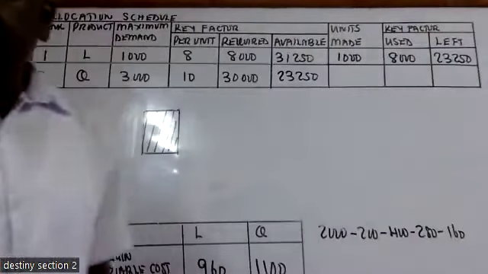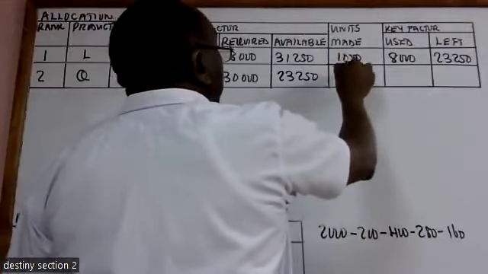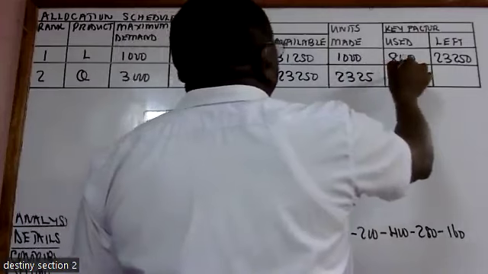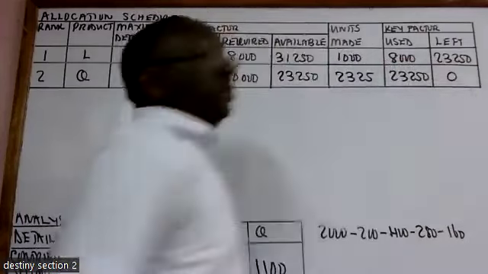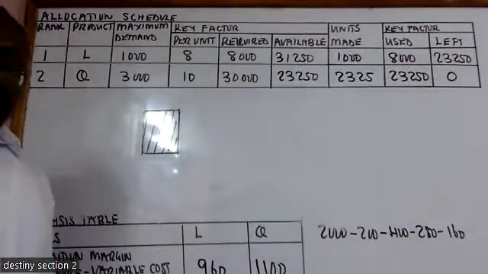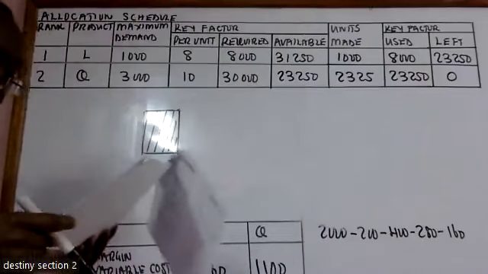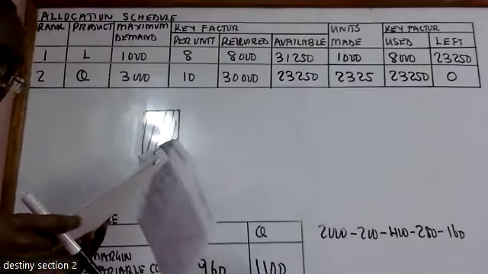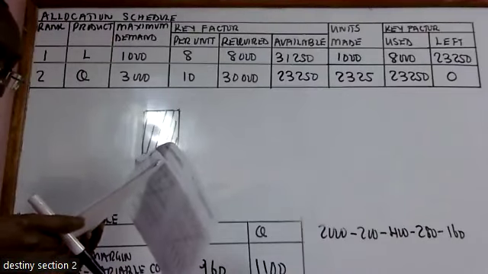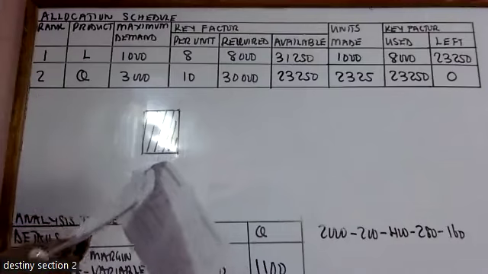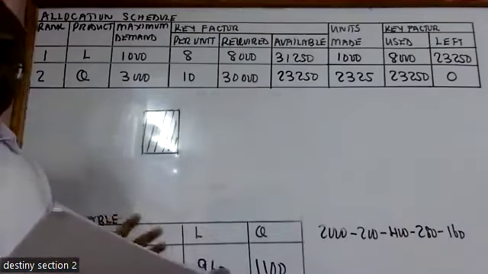Yeah, good. 23, 25. We can afford to make 23, 25. Ndio tukue tumetumia 23, 250. And we are left with 0. So the question was asking the optimal production mix based on priority ranking. So this one, you can leave it that way and you'll have answered that question.